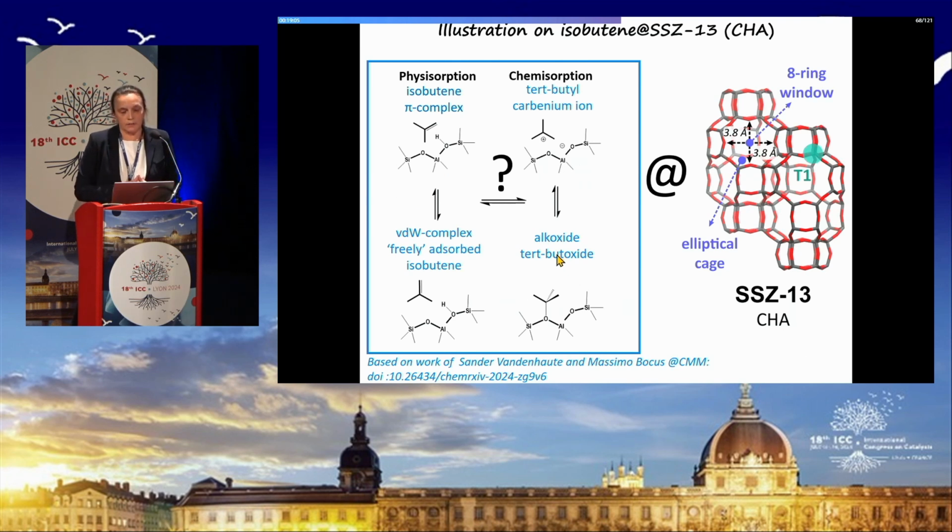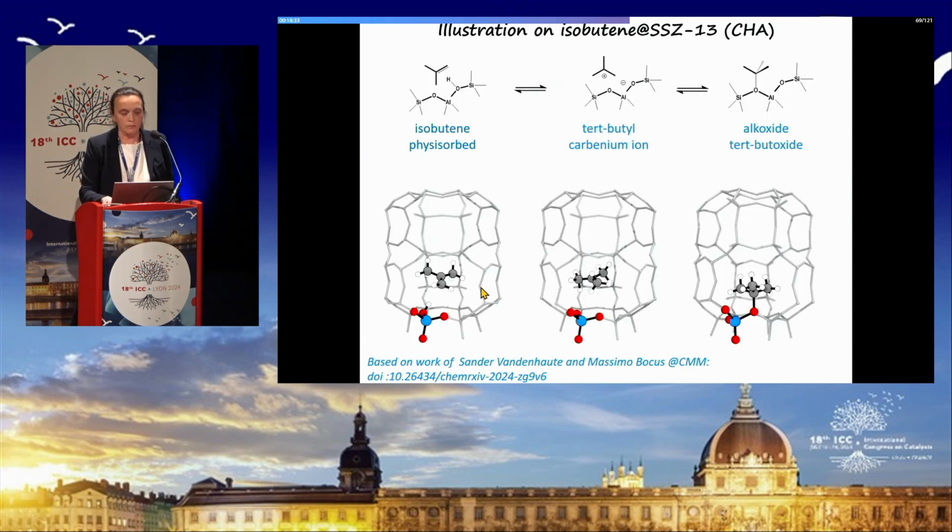So I want to illustrate that on very recent work of ours, which has just been put on arXiv. Basically, I'm going to talk again about the adsorption of alkenes on Brønsted acidic zeolites. Now I'm going to talk to you about isobutene. Isobutene can form the pi complex, it can form the carbenium ion, it can form a free isobutene, or it can form the alkoxide. And I'm going to do that in SSZ-13 because it has been studied a lot in the literature. It's a good benchmark system.